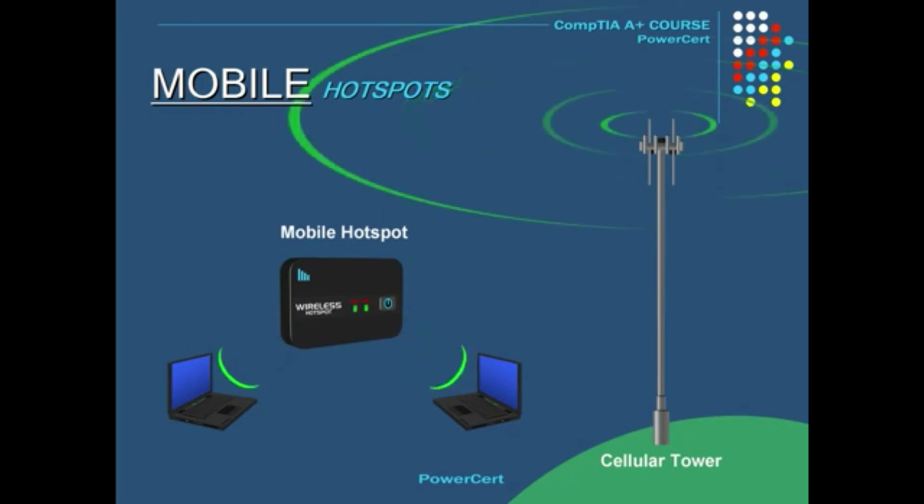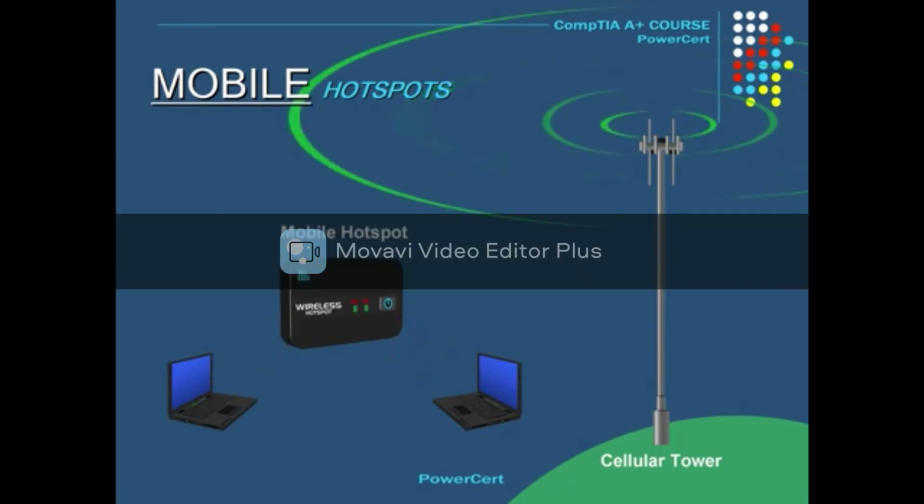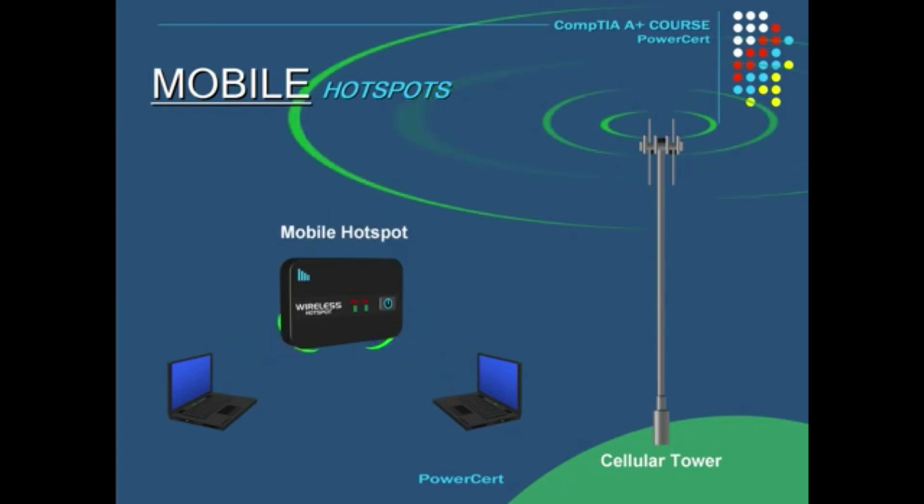Mobile hotspots come in two forms. They will either be a freestanding device like you see here, or they can come as a feature built into a smartphone. And mobile hotspots are available through cell phone carriers, such as Verizon, AT&T, T-Mobile, and Sprint.